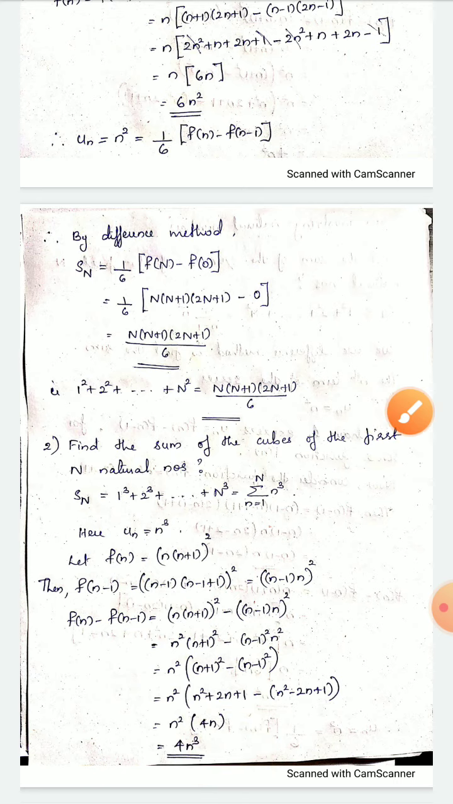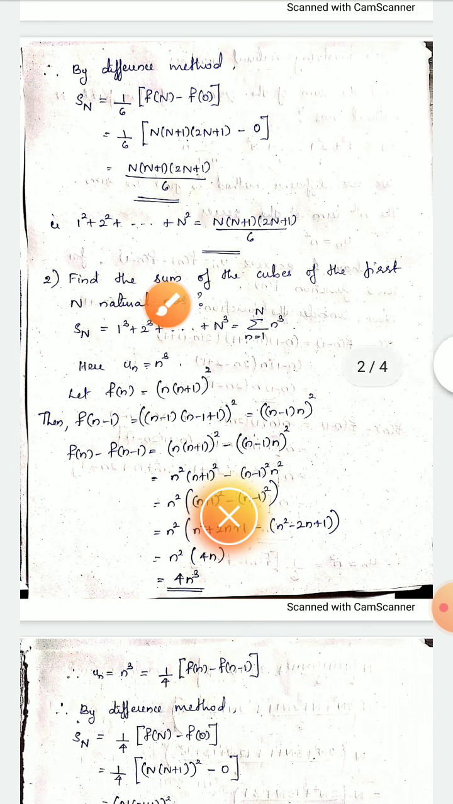Okay. Look at the next question. Find the sum of the cubes of the first n natural numbers. Sn has only finitely many terms, so I have written this as Sn equal to 1 cube plus 2 cube plus etc plus n cube, that is equal to, in series notation, sigma n is equal to 1 to capital N of n cube.